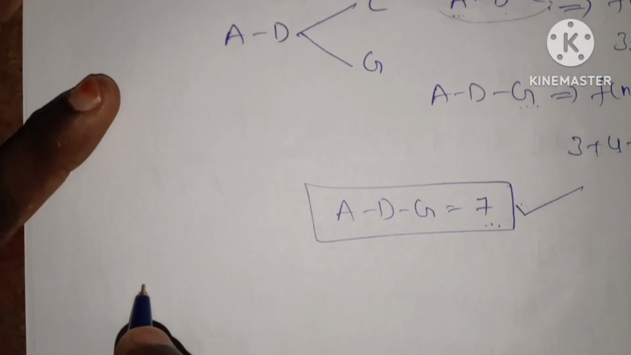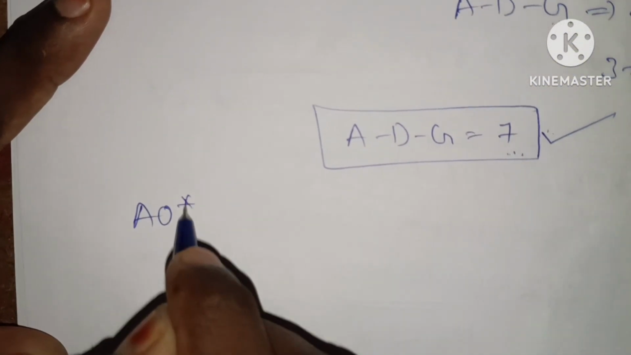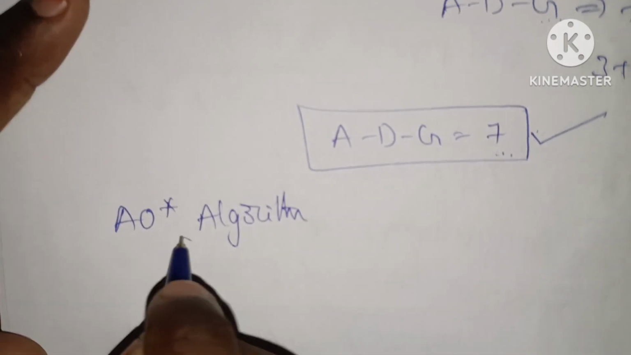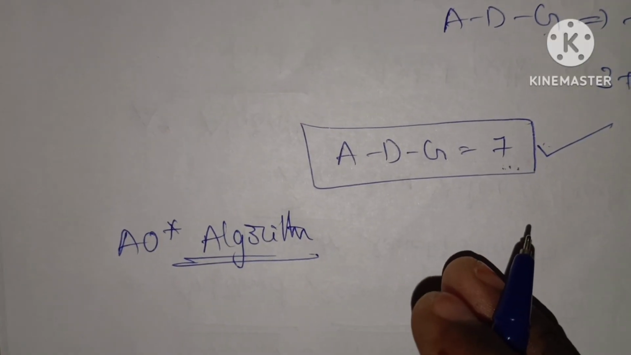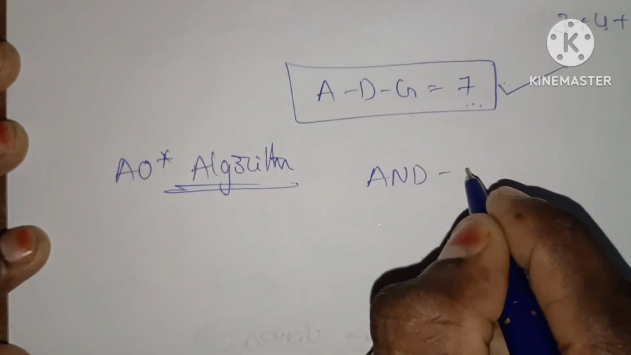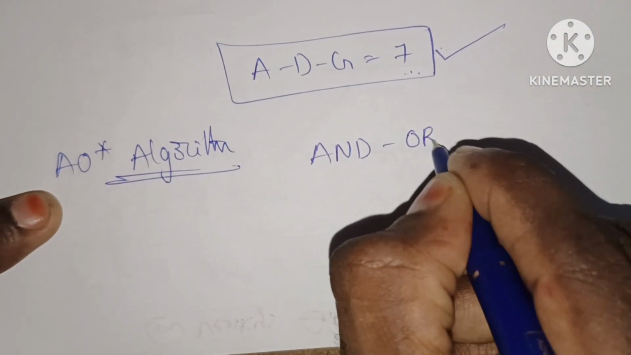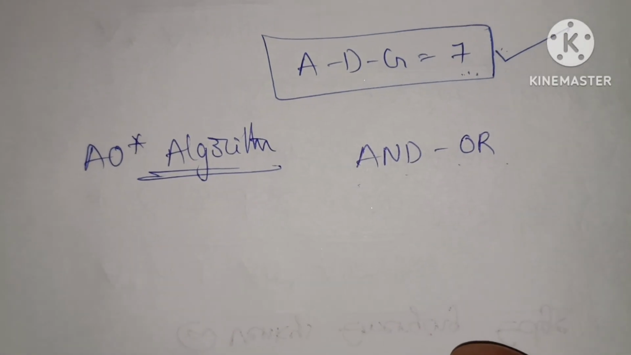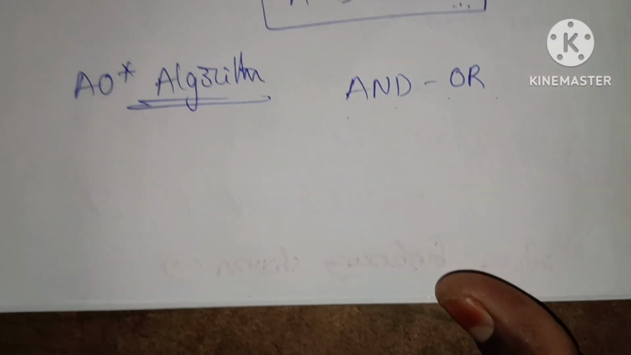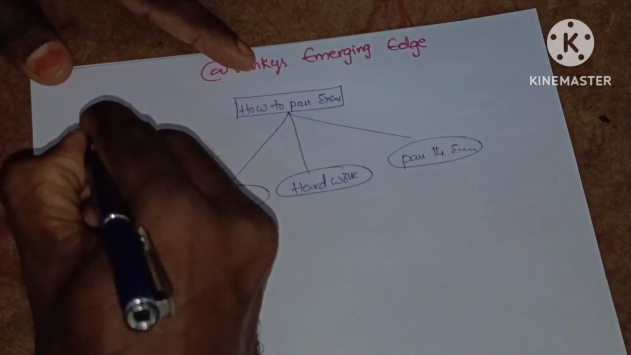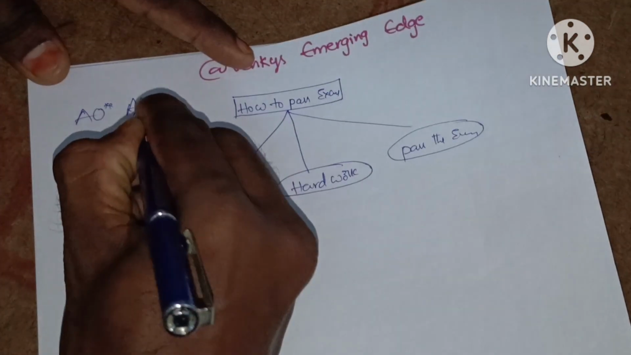Now we are going to discuss the AO star algorithm. Is it clear? AO star algorithm. The name itself, AO means AND-OR algorithm. Okay. So for example, a best example is given here. It is an AO star algorithm.